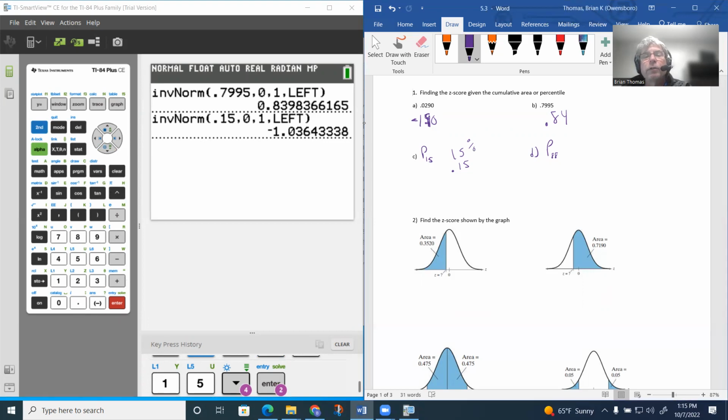Again, we usually round to 2 places on z-scores. Negative 1.04 looks like it, because that 3 would be my second place, and that 6 would say round up to a 4. So we have that.